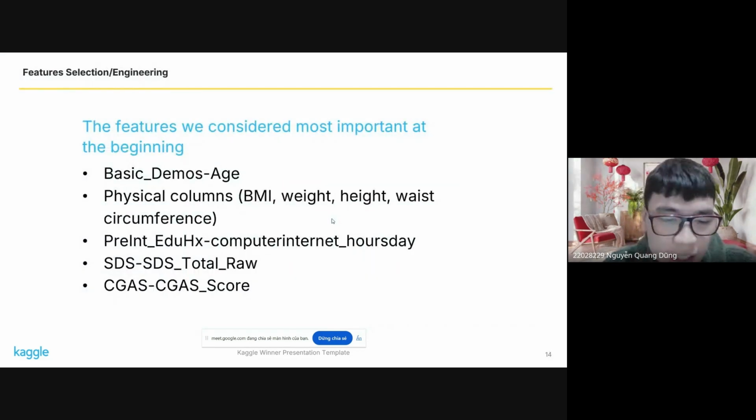At the beginning, the features we care the most about are age, physical columns including BMI, weight, height, and waist circumference, internet usage hours, the raw sleep disturbance score, and the CGAS score. So we are going to handle the missing values for these key features. For the less important columns, we chose not to fill the missing values as we found that doing so worsened the results.